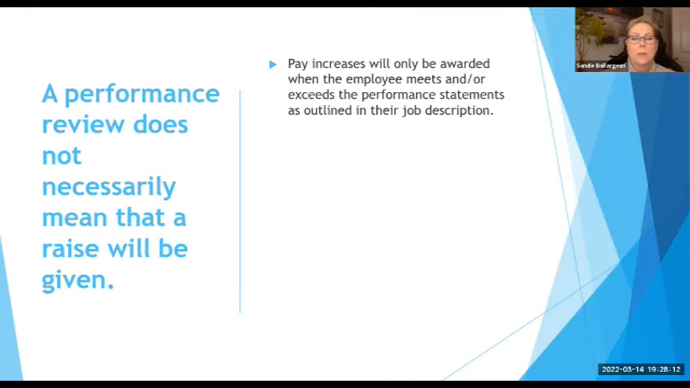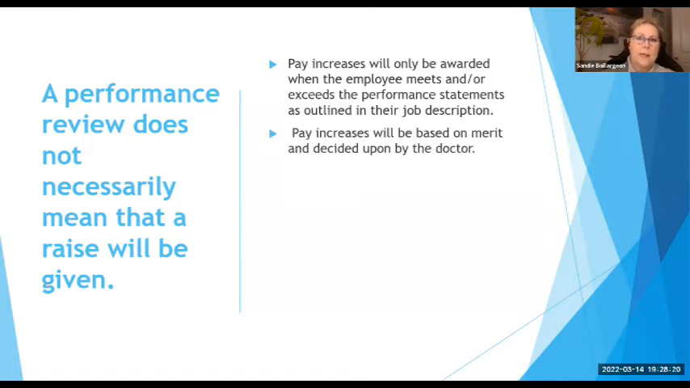Pay increases will only be awarded when the employee meets and/or exceeds the performance statements as outlined in their job description. And that's why you need to tie in the job description with their performance reviews. Pay increases will be based on merit of performance. This is a really key point. This is very important to remember and decided upon by the doctor. So the doctor has full say.